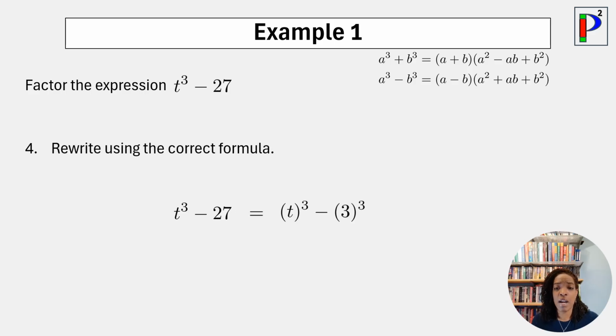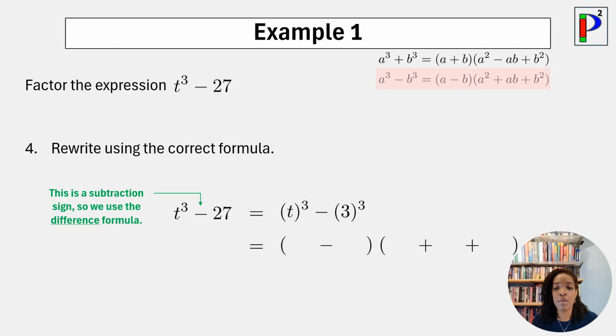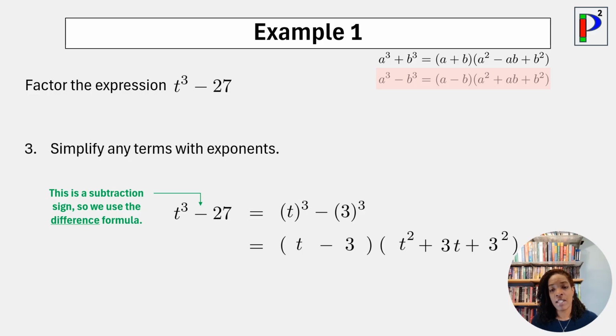Now we need to choose the right formula. I look here, that is a subtraction sign, so I'm going to use a difference formula, which is my second formula in the top right. Then I like to put the form out there and then fill it in. So t goes in the front, 3 is my second spot, then t squared, then 3 times t, then 3 squared. My final step is to determine if I need to simplify anything with exponents, and I do. That 3 squared needs to become a 9, and I'm finished.